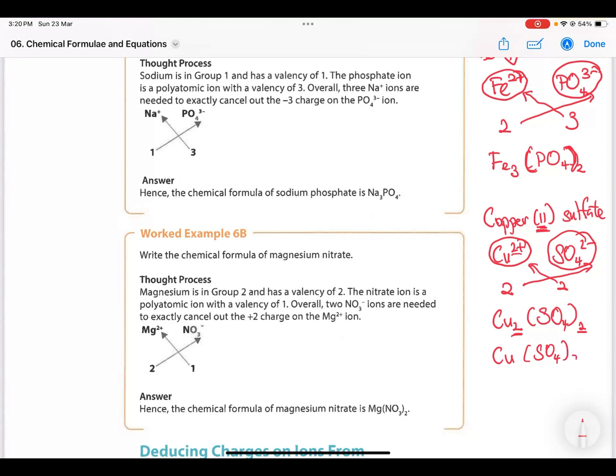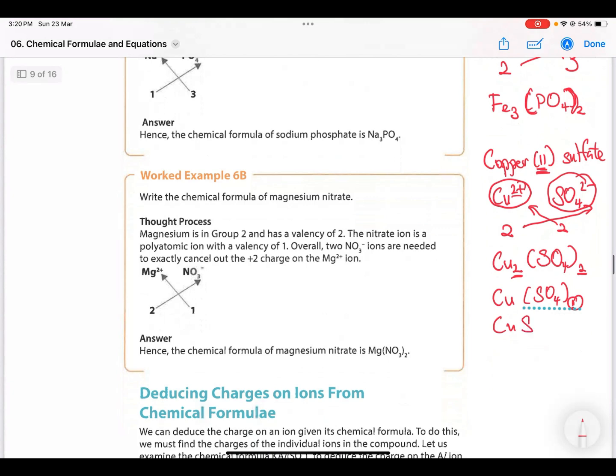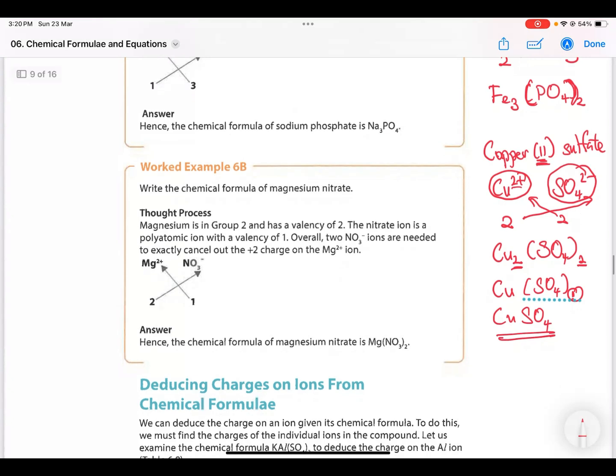Now if there's no number outside here, it's a 1, so you can actually remove the bracket. What you're going to get is CuSO4. So this is the final formula. Okay, so this is how you go about doing the chemical formulas. Be very familiar with the valency, be very familiar with the cross method.